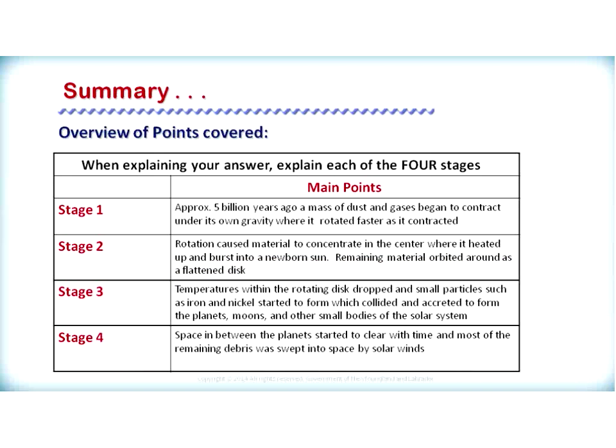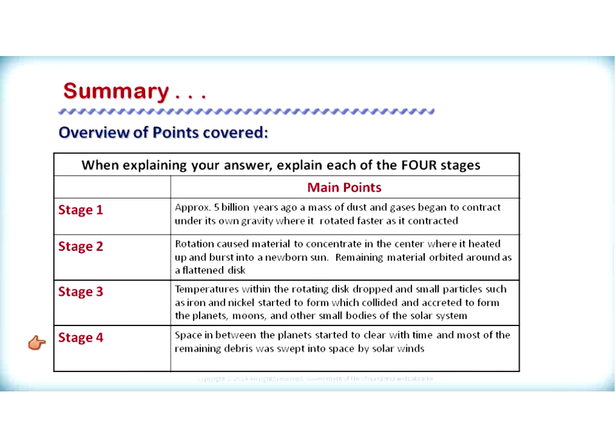Stage 3 would include temperatures within the rotating disk dropped, and as the temperatures lowered, small particles of iron and nickel started to form. As particles of iron and nickel started to form, they started to accrete or join together, where they formed into planets, moons, and other small bodies of the solar system.